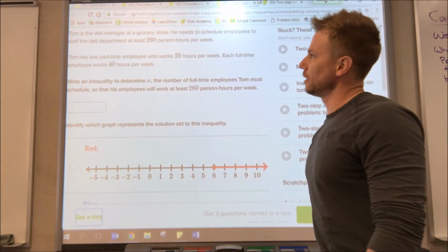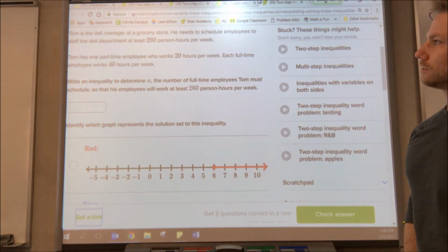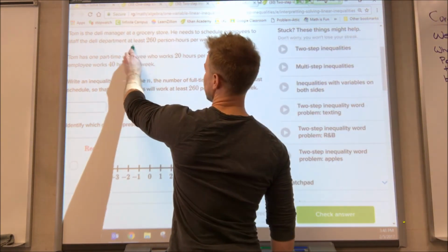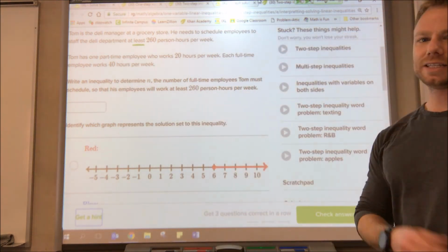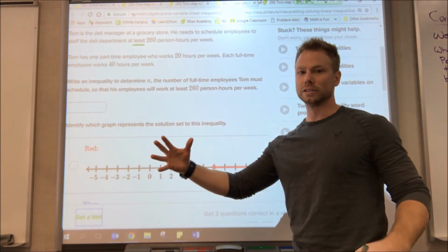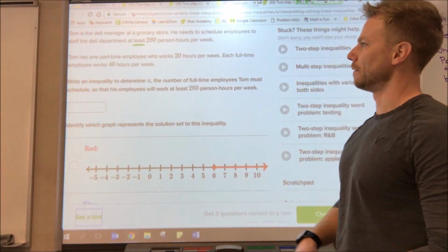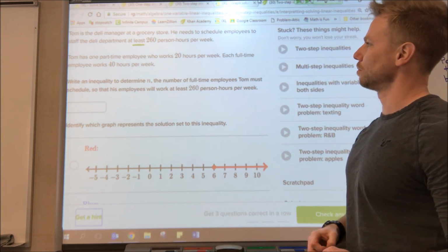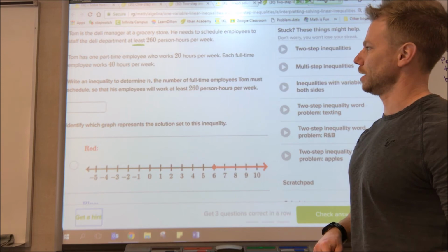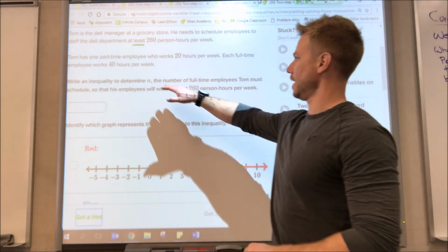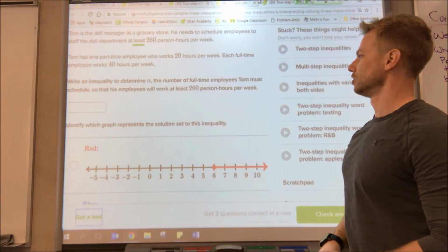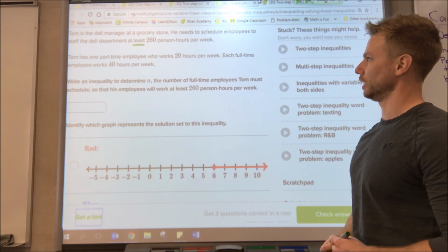All right, Tom is the deli manager at a grocery store. He needs to schedule employees to staff the deli department at least 260 person hours per week. Okay, at least is a key word. At least is telling us that it's going to be greater than or equal to. All right, Tom has one part-time employee who works 20 hours per week. Each full-time employee works 40 hours a week. Write an inequality to determine N, the number of full-time employees Tom must schedule so his employees will work at least 260 person hours per week.